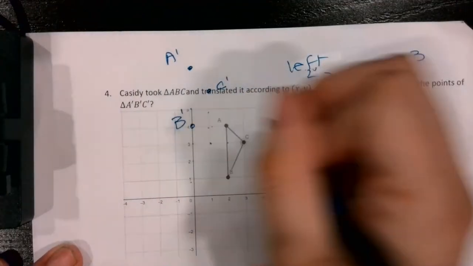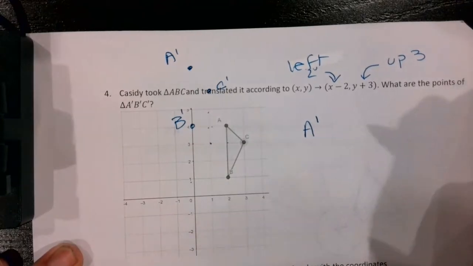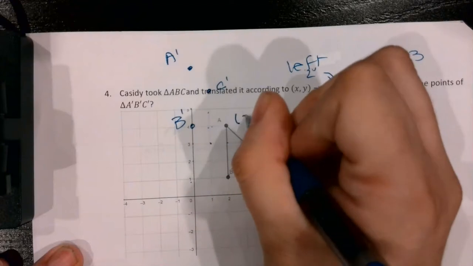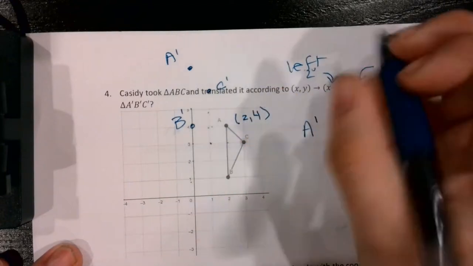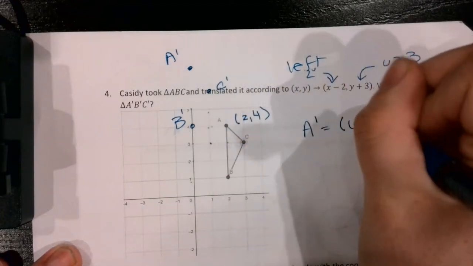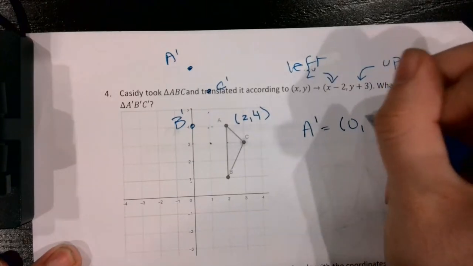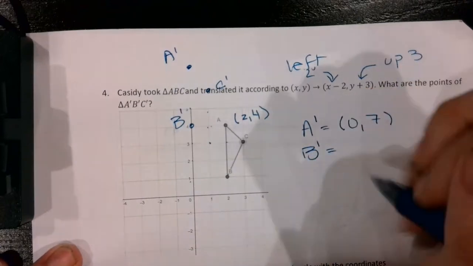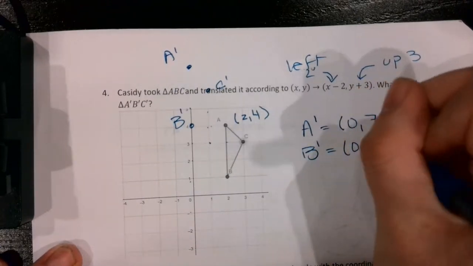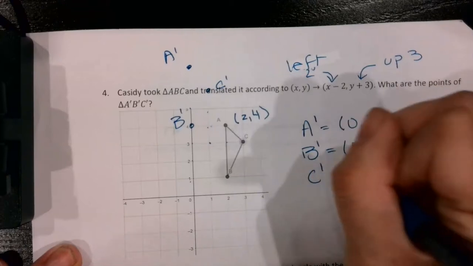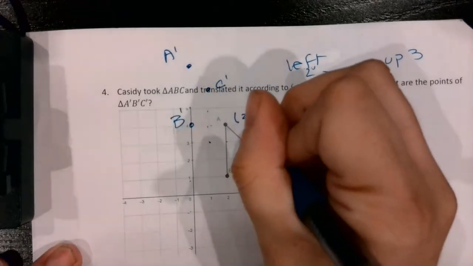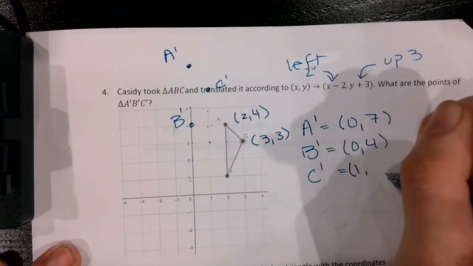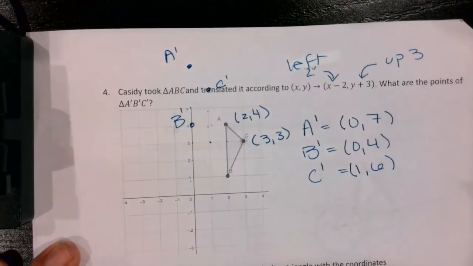A prime would be, so original A is 2, 4. So I subtract 2 from my X. So it's 0, and I add 3 to my Y, so it's 7. B prime is 0, 4. And C prime is originally 3, 3. So if I subtract 2, it's 1. If I add 3 to my 3, it's 6.